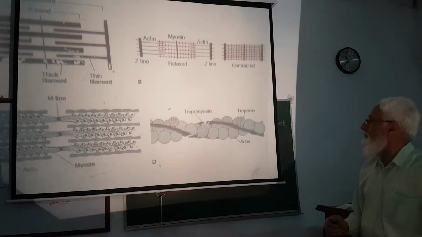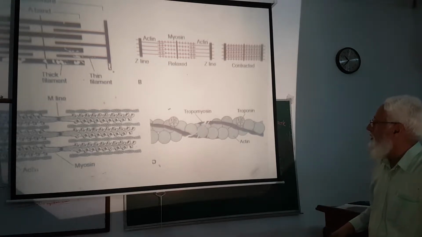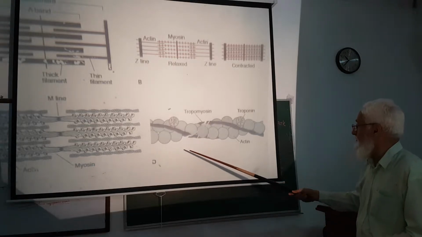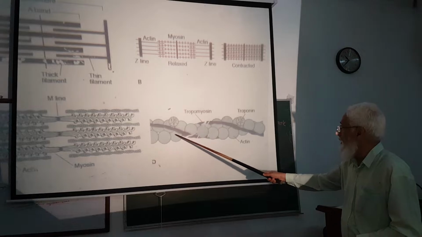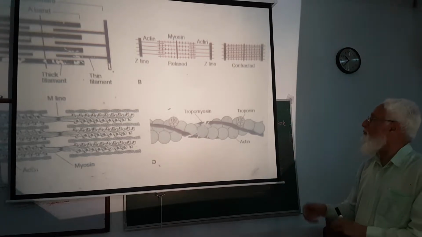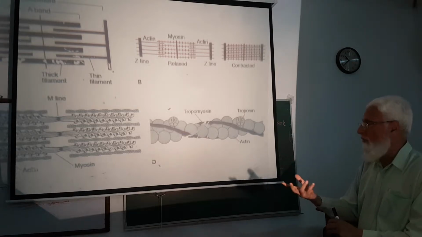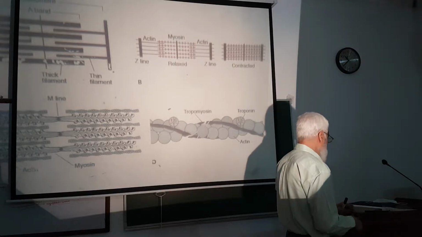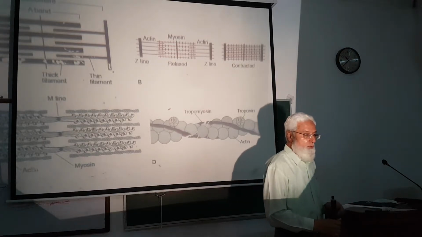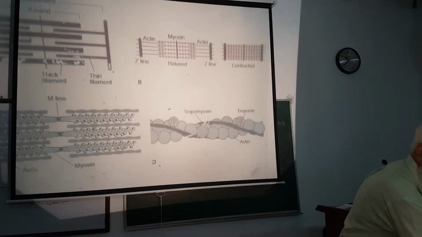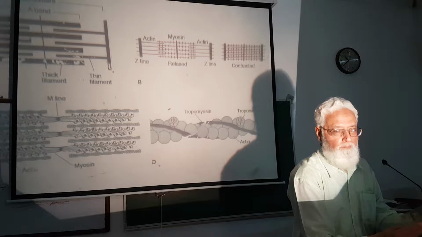Actin protein consists of two F-actin protein strands wrapped together to form a double helix.